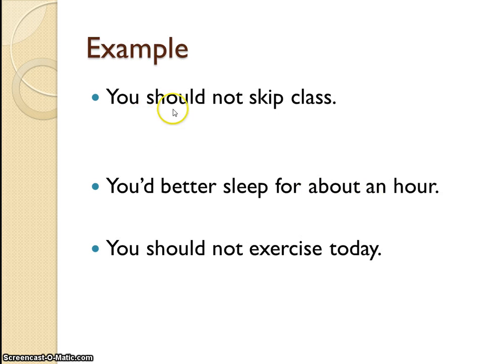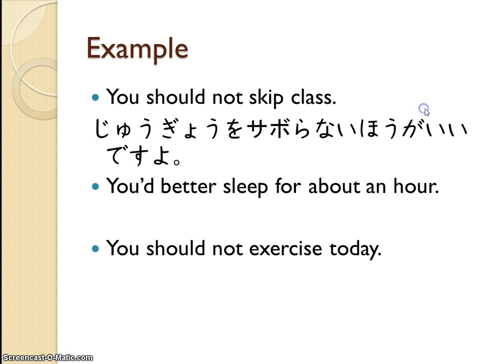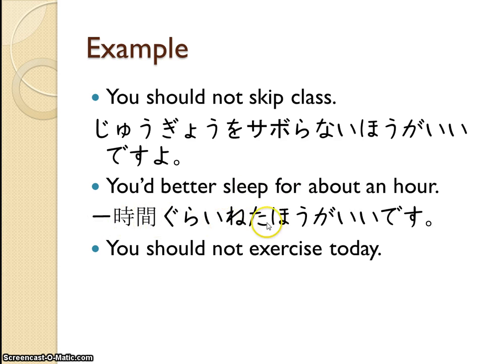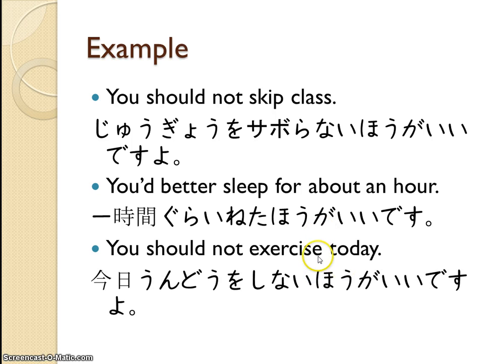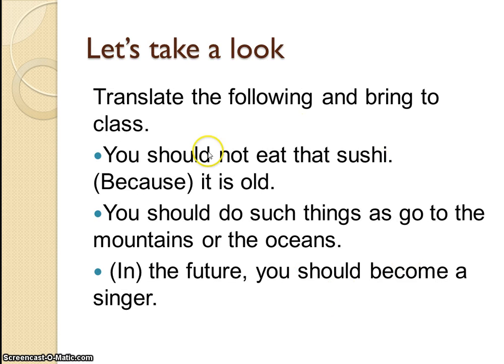Okay, so here are examples. You should not skip class. サボる is the verb. So it says not, so keep in mind, which do I use, present or past? This one used the present tense. 授業をサボらない方がいいですよ. Okay, you'd better sleep for about an hour. This is an affirmative statement, so in this case using past. 寝る becomes 1時間ぐらい寝た方がいいです. You should not exercise today. 今日運動しない方がいいですよ. Once again, not, so you're using present negative, short form.